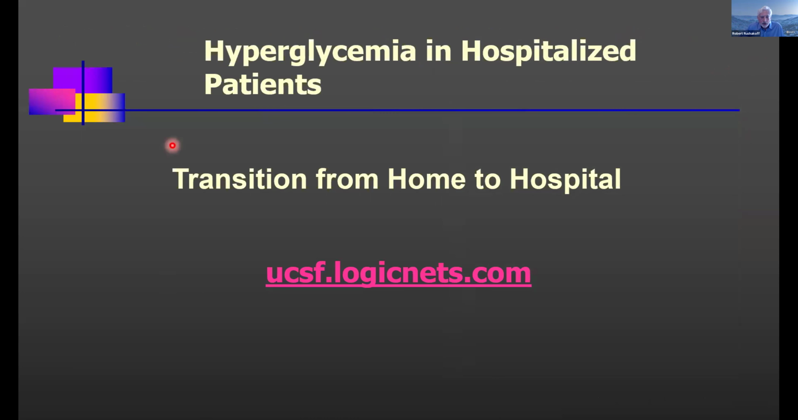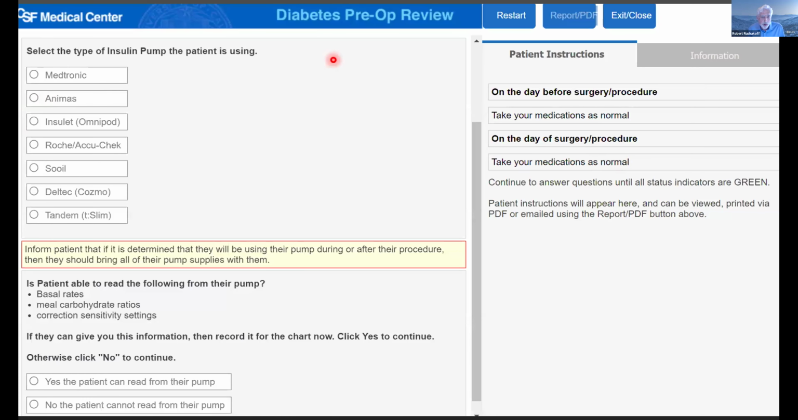Okay, so how do we actually manage these patients? For our pre-op program, patients go to our pre-op program. We use an online program that we wrote, ucsf.logicnets.com, that they use for all the pre-op diabetes patients. For the pump part of this program, they'll pick out what kind of pump they're on. They'll figure out whether they are able to use their pump or not based on the questions. And as you put in the information, the patient's specific instructions will get put over here that can be given to the patient.